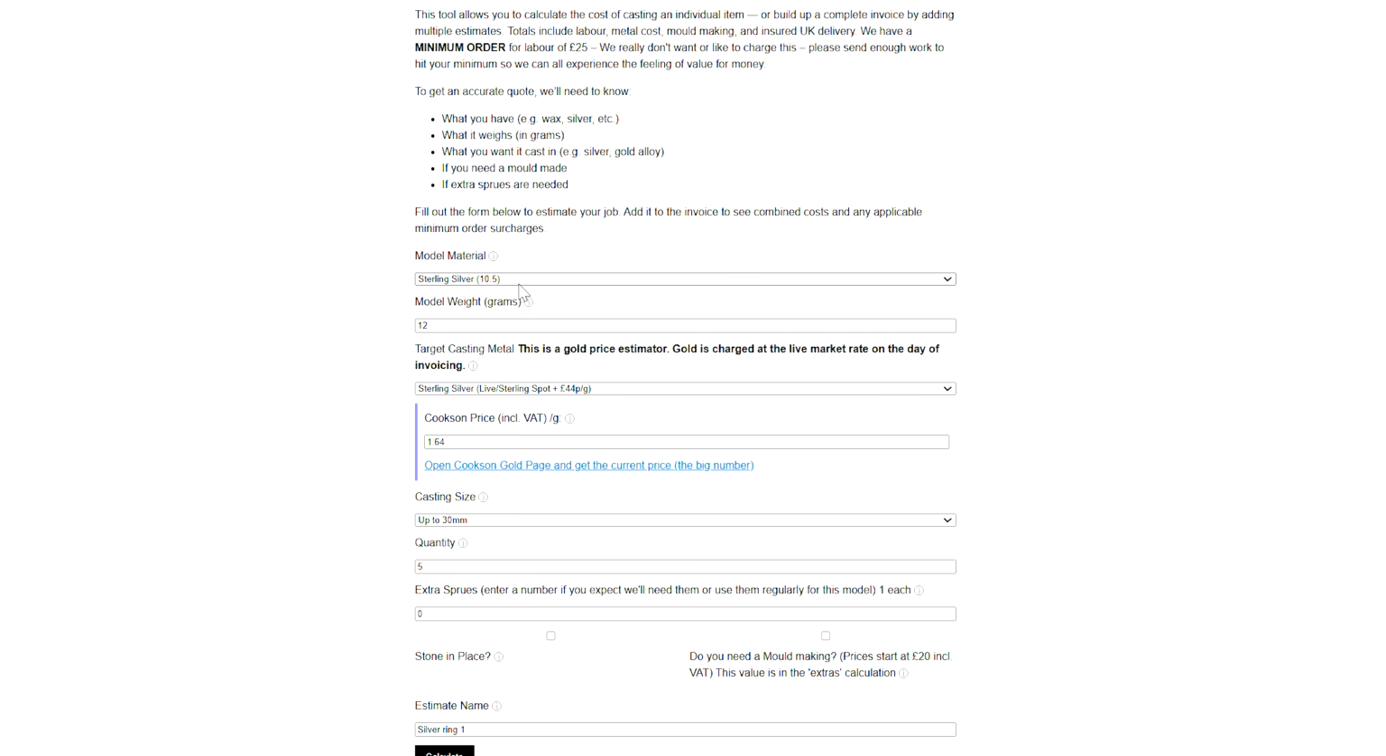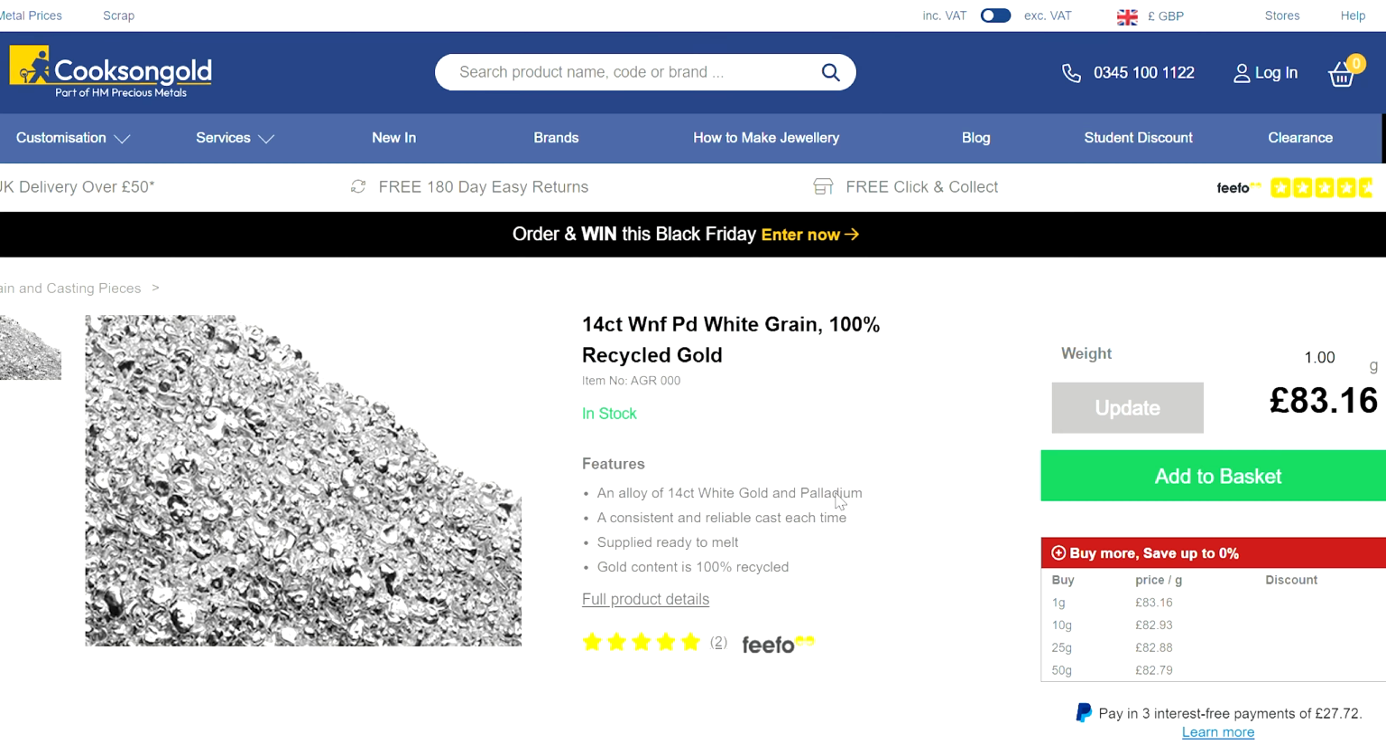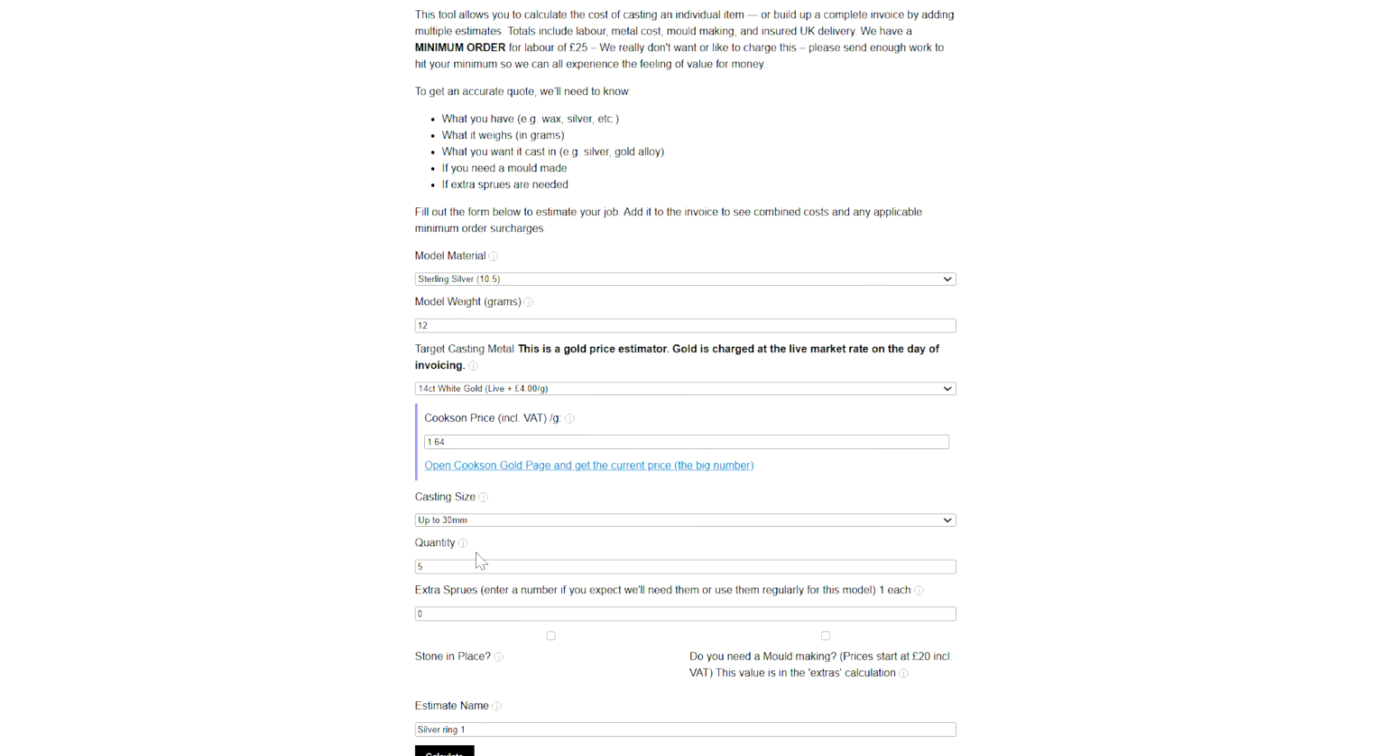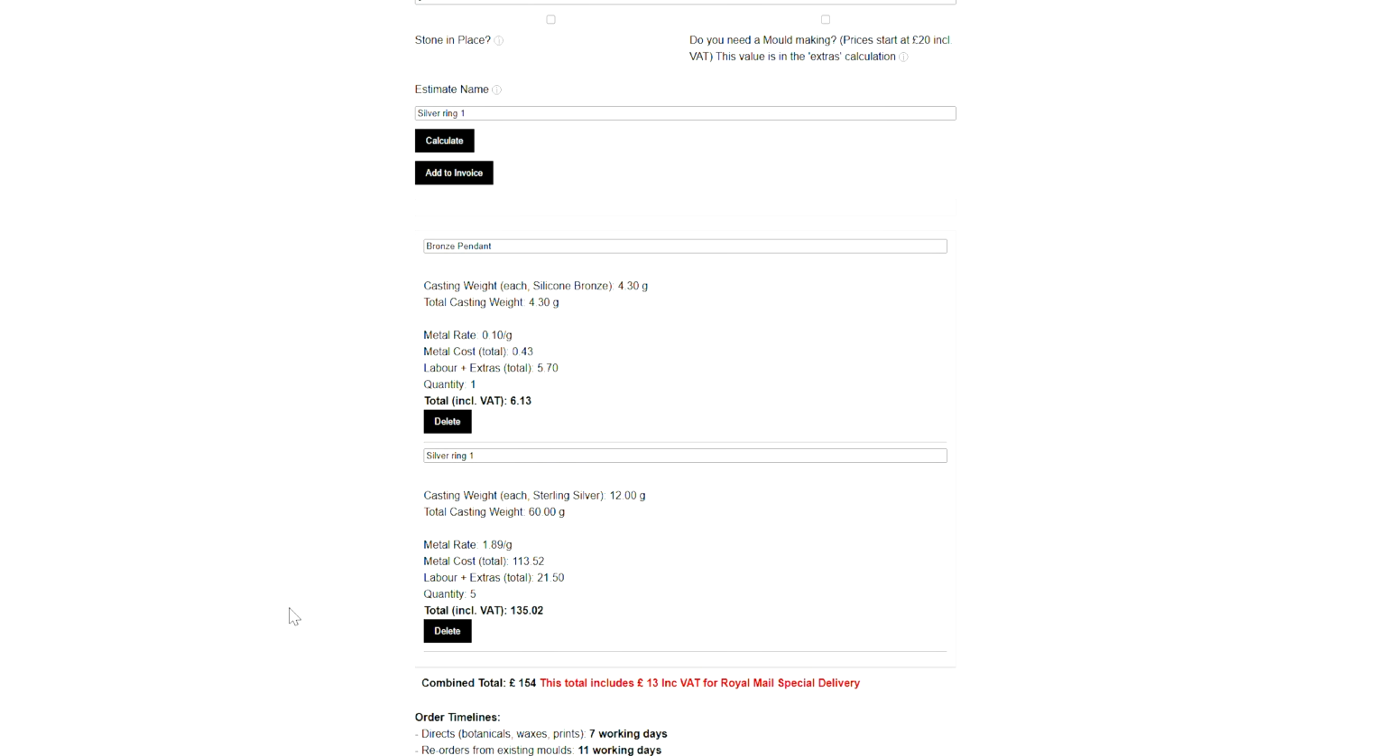Just so that you guys know, you can select all different types of input materials, all different types of output materials, and depending on what it is, these links will take you to the appropriate page to grab the right unit price of metal to plug into the calculator to get the right price.